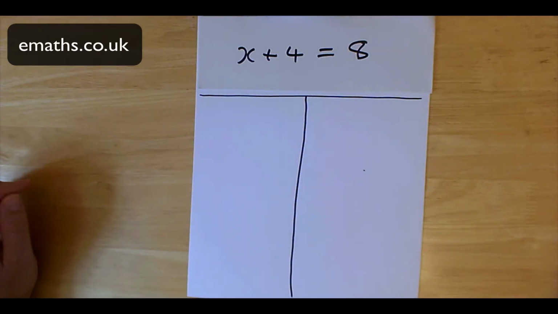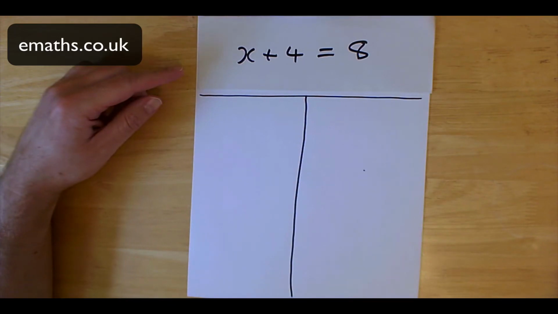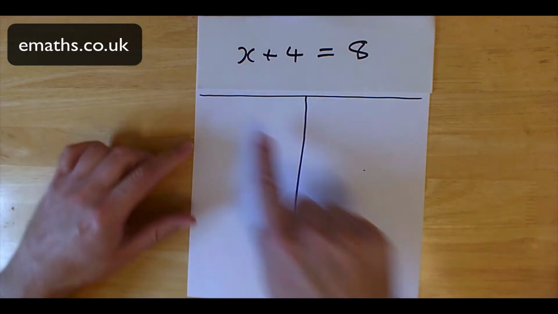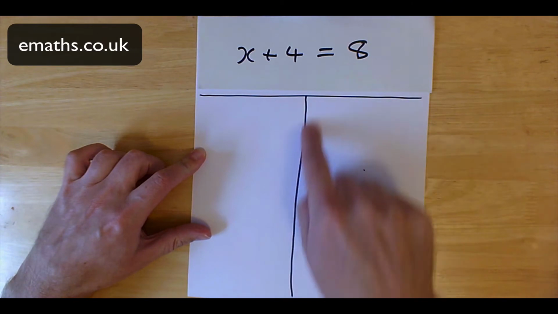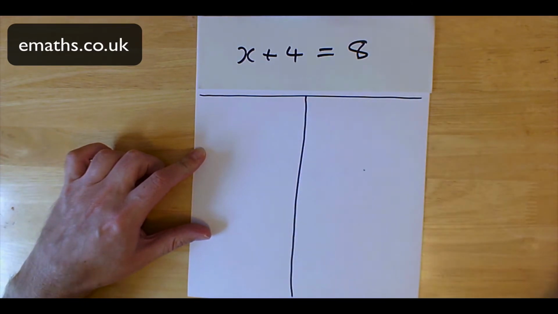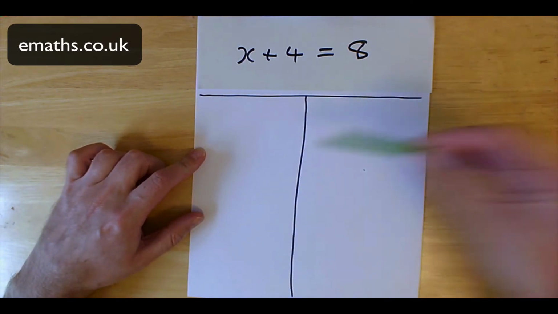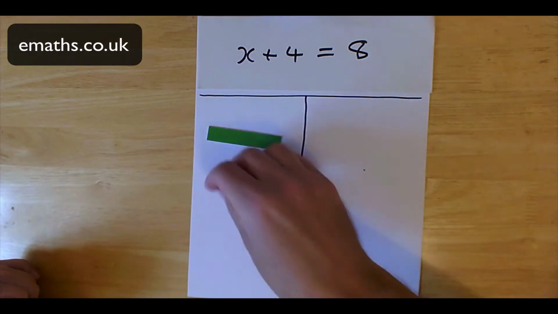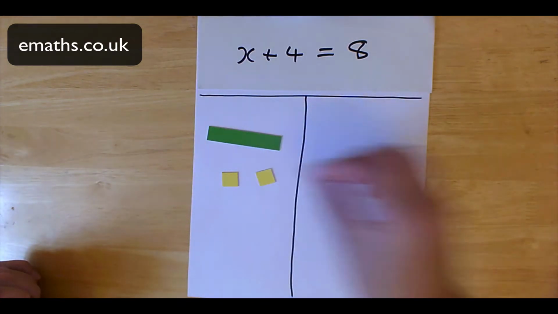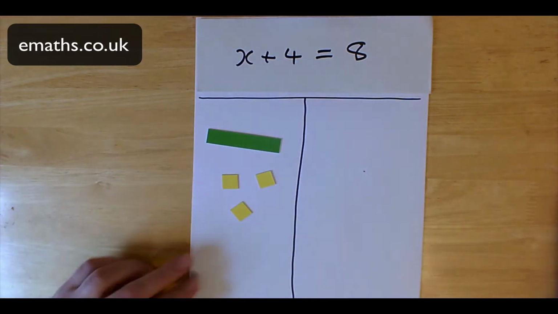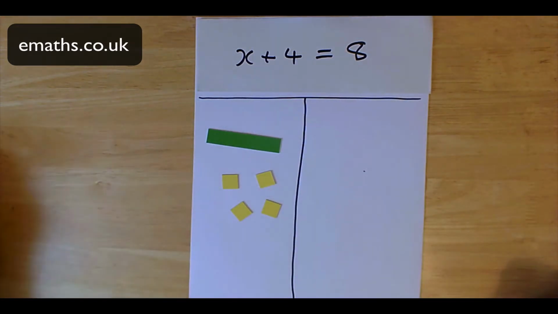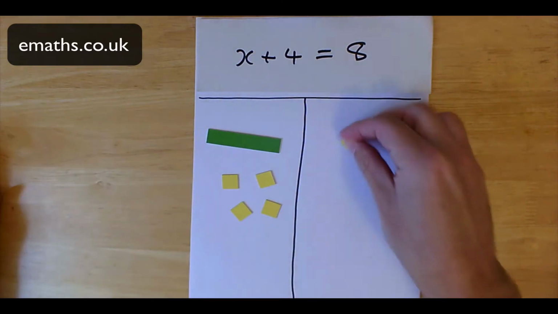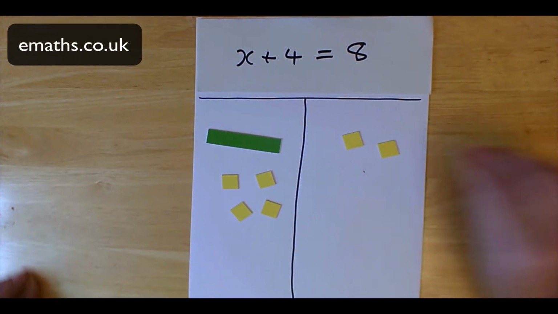Let's have a look at solving some linear equations. Here we have x plus 4 equals 8. Splitting the page like this to represent a balance or an equals. On one side of the system, I can put an x tile and 4 1 tiles to create x plus 4. And then on the other side of the system, I'm going to have 8.